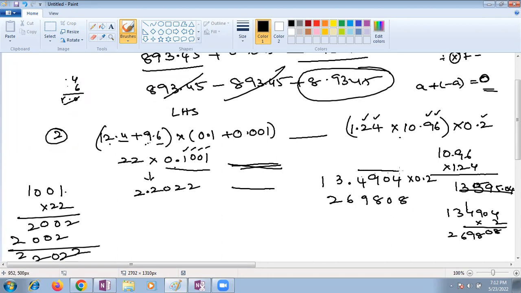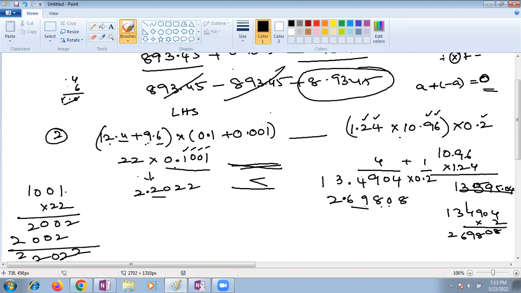Now, children, it becomes 269808. So here there are 4 decimals, there is 1. 4 plus 1, how much? 5 decimal places. 1, 2, 3, 4, 5 decimals. Ma'am, I got the same answer. This is 2.0, this is 2.69. Which is greater?